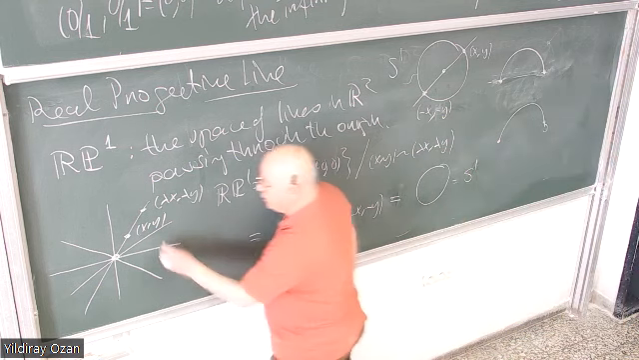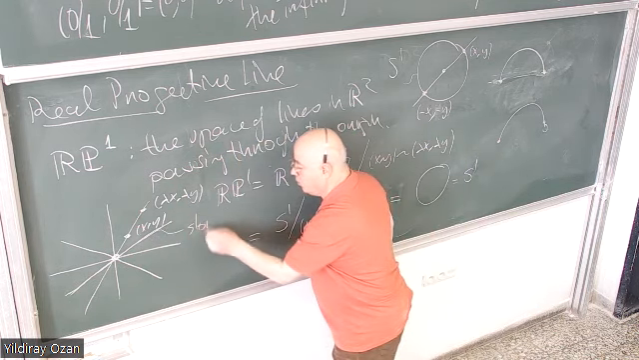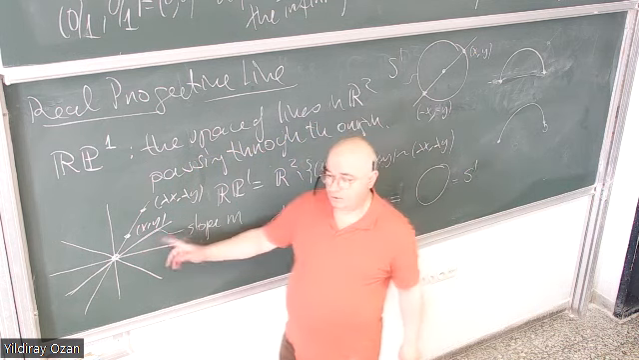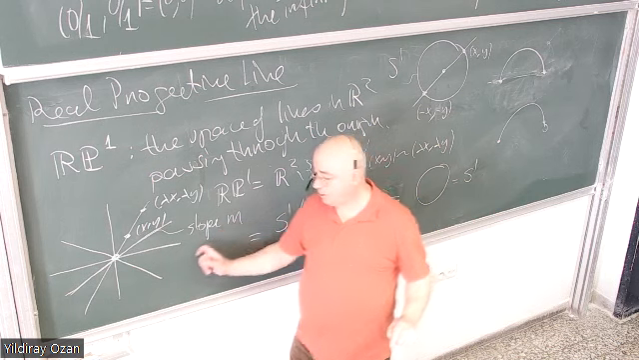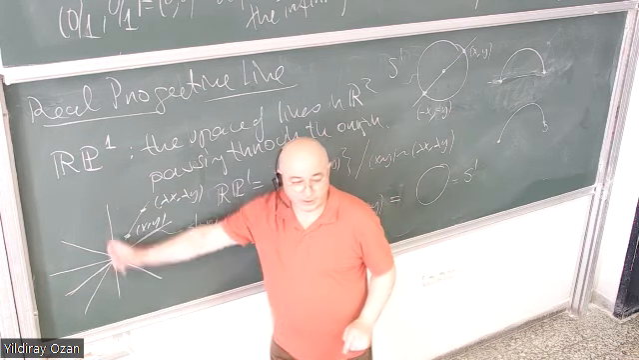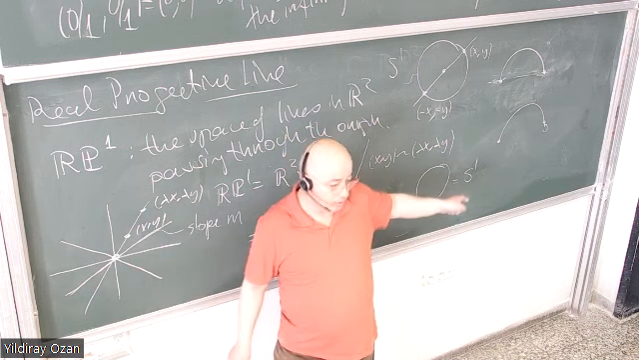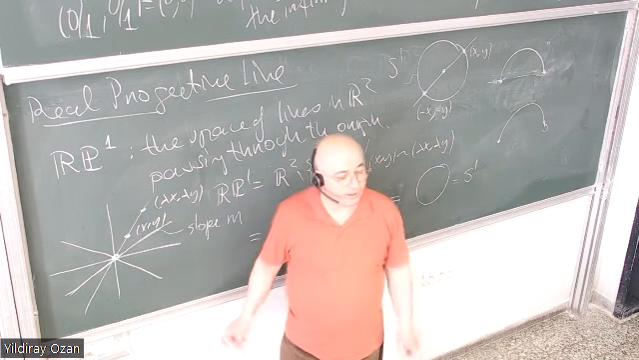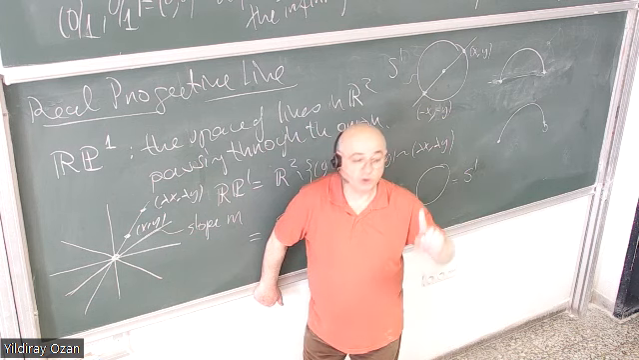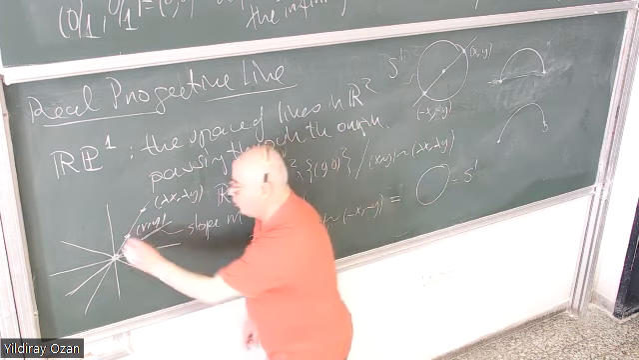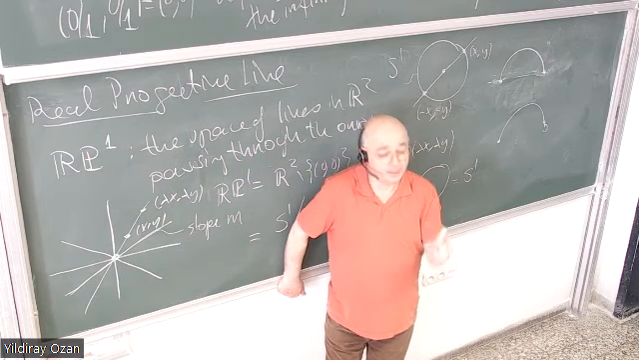Each line is uniquely determined by its slope, right? Let's say m. Any line through the origin is determined by its slope. Slope is a real number, right? But when it comes to the y-axis, the slope becomes infinite. What we do is we just add that slope to our space of slopes. RP1 is just the space of slopes, or the line of slopes. But we don't want to exclude the y-axis, and the y-axis corresponds to the line with infinite slope.